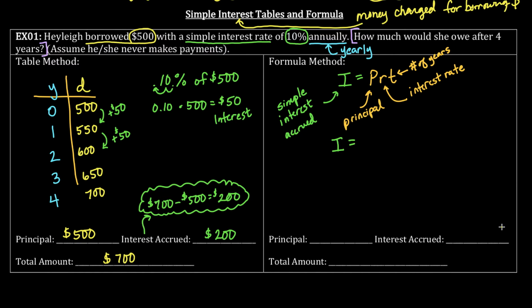So the principal amount that we had in this problem, Haley borrowed $500. So we'll put the $500 here. The interest rate right here. So our rate was 10%, right? And remember, we moved it twice, and we get 0.10. So we multiply by 0.1 or 0.10. I put 10 so you can see it better, but it's 0.1, right?